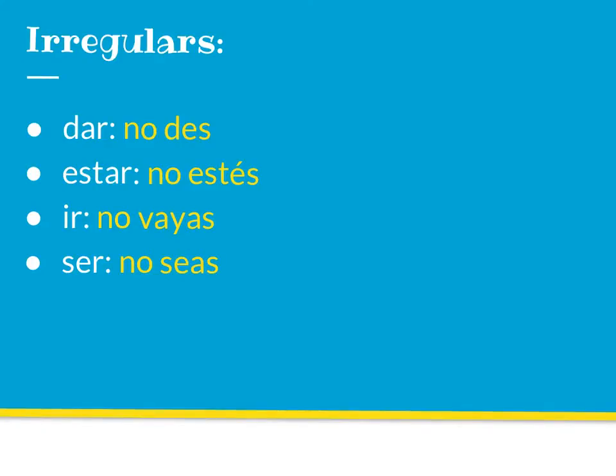Here are some that are irregular in the negative. Dar, estar, ir, and ser. They are very irregular. Dar means to give, so if I want to say don't give, I say no des. Estar, no estés. Ir, no vayas. Ser, no seas.